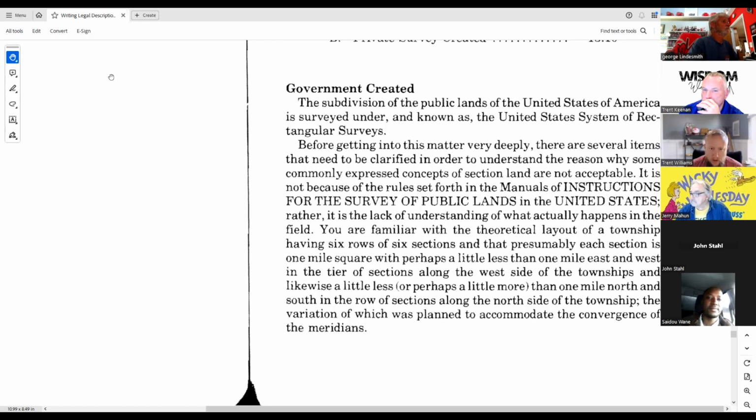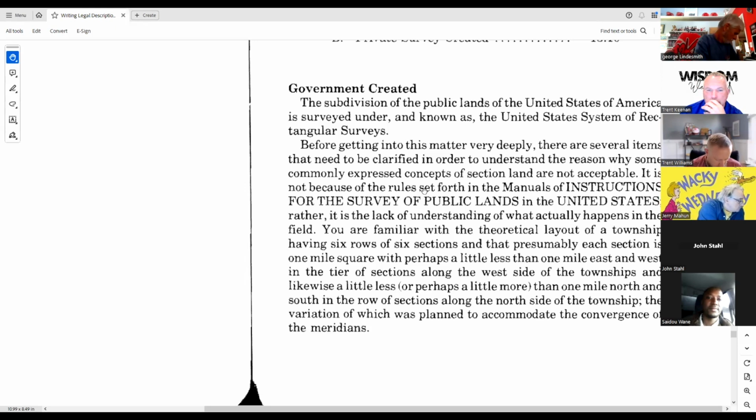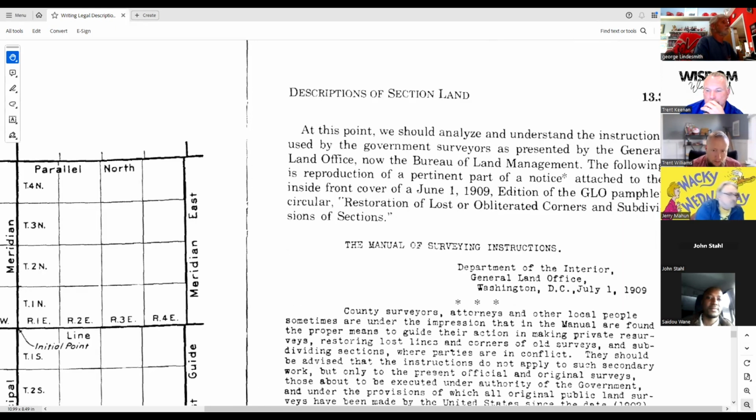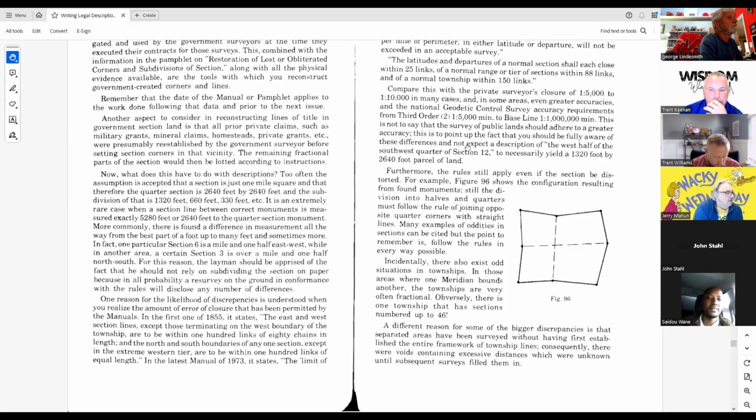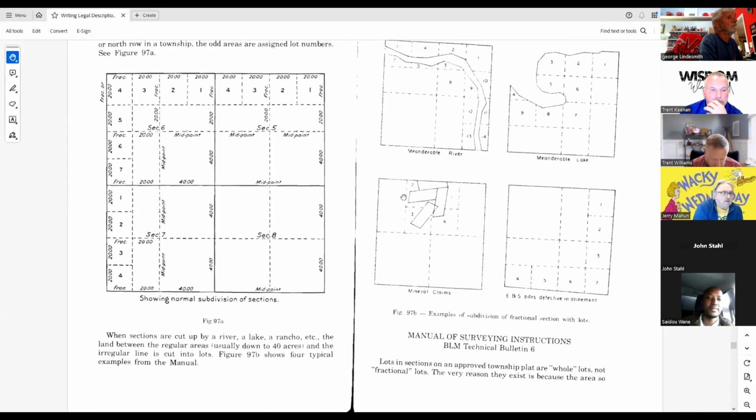Thanks, guys, for sharing. The book goes through the next couple of pages, just the real basics of townships and sectionalized land. He even goes through how they're numbered, and the fractional or lotted portions of it. He gives some examples at the bottom of 13.6: when sections are cut up by a river, lake, or rancho, etc., the land between the regular areas, usually down to 40 acres, and the irregular line is cut into lots. He shows some examples on figure 97B of how that might be split up.